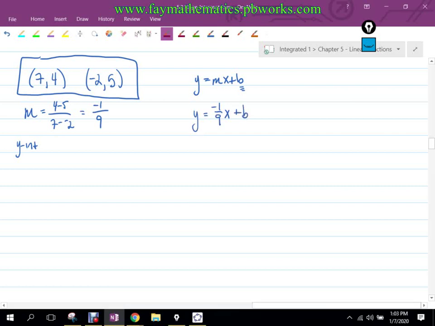Now we have to choose what we want x and y to be. This is an x value, that's a y value, right? This is an x value and that's a y value. Choose a group of them.